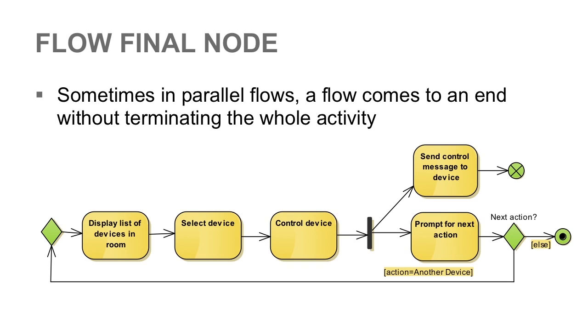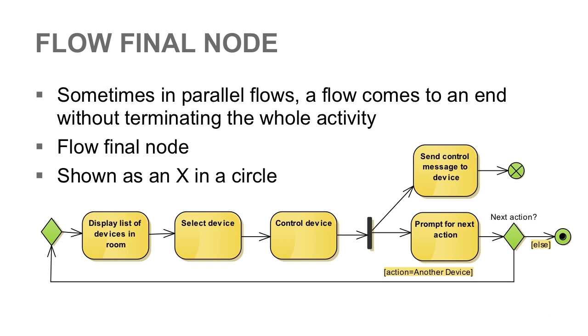Sometimes when you use parallel flows, it's possible for a flow to come to an end without the need to rejoin it back into the main flow and without terminating the whole activity. In this case, you can use a flow final node, which brings a flow to an end but doesn't terminate the activity on other flows. It's shown as an X in a circle, as here.